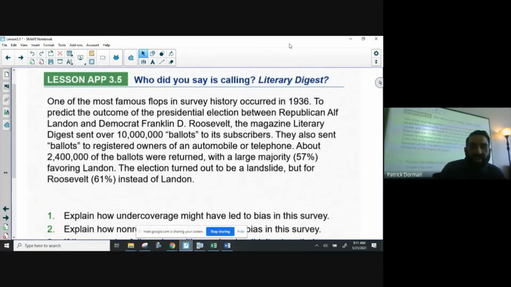So they sent over 10 million, my goodness, ballots to its subscribers. So the magazine Literary Digest. They also sent ballots to registered owners of an automobile or a telephone. About 2,400,000 of the ballots were returned, with a large majority favoring Landon. It turns out that Roosevelt won.